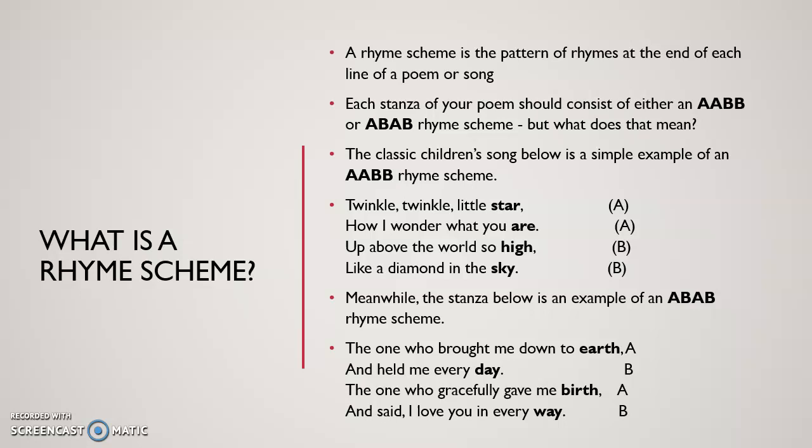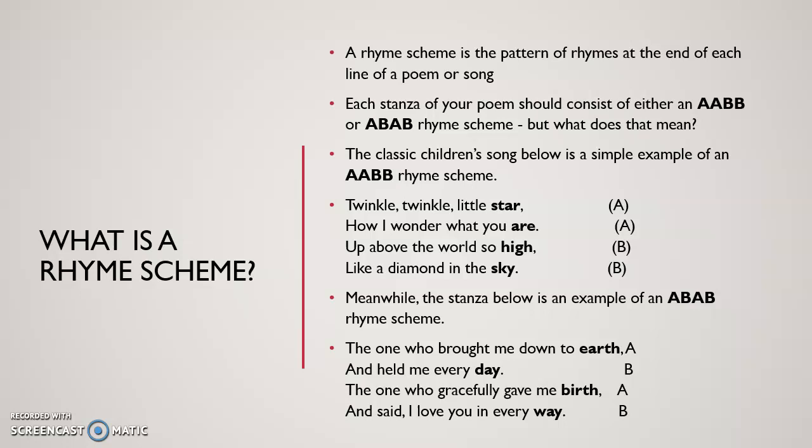Twinkle, Twinkle, Little Star is a classic example of a simple AABB rhyme scheme. So like I said, we're looking at just the last word of each line. The first line ends in the word star, so star automatically becomes our A rhyme. The next line ends in the word are. So you ask yourself, does are rhyme with star? And of course it does, so far we have AA. Third line ends in the word high. You ask yourself, does that rhyme with are or star? And of course it does not, so we now have our B rhyme. And then finally, the 4th line ends in the word sky. It rhymes with the word high. So that too is a B rhyme, so we have AABB.